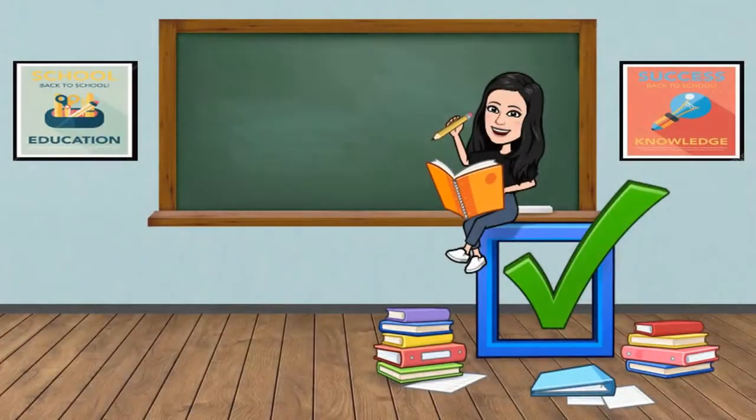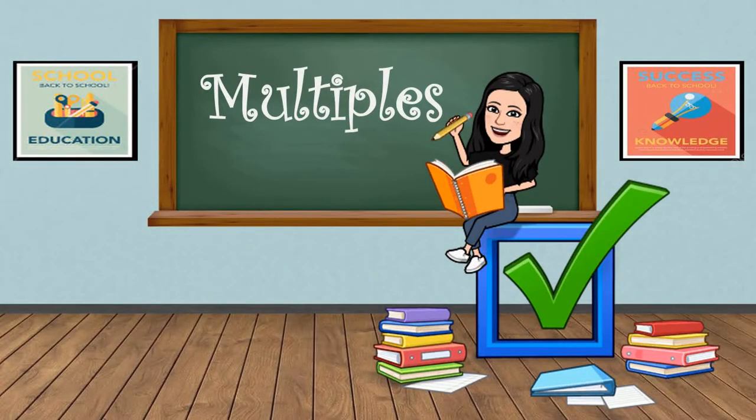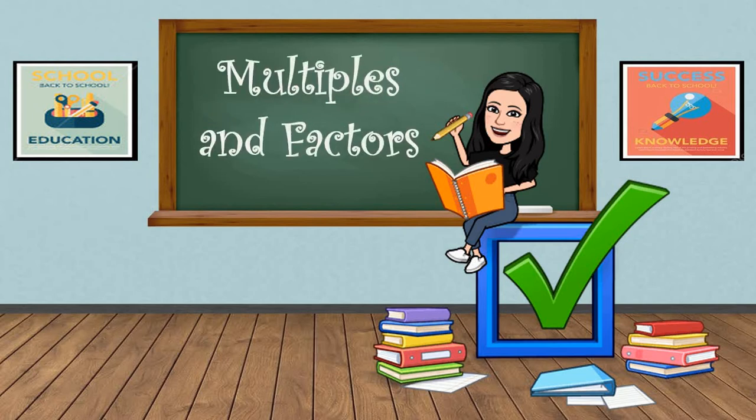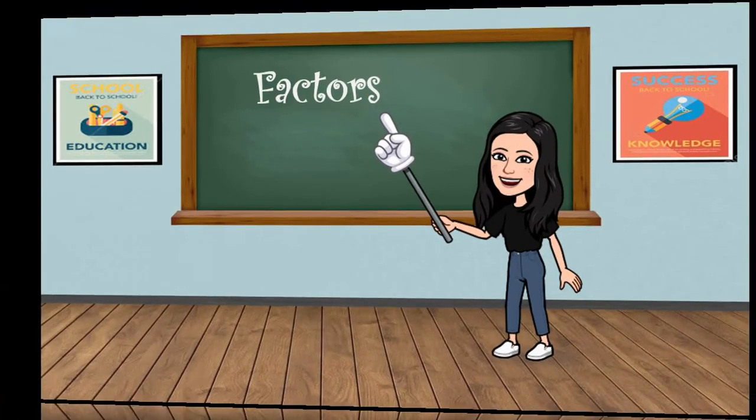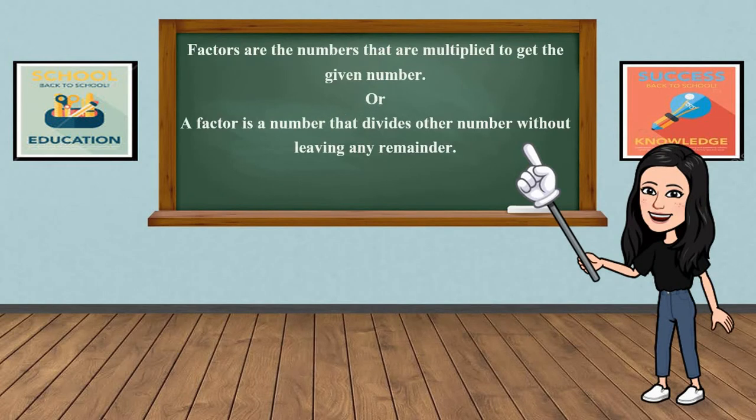Kids, so far we have learnt about multiples in the chapter Multiples and Factors. Let's now learn about factors today. Kids, factors are the numbers that are multiplied to get the given number. Or you may say that a factor is a number that divides other number without leaving any remainder.